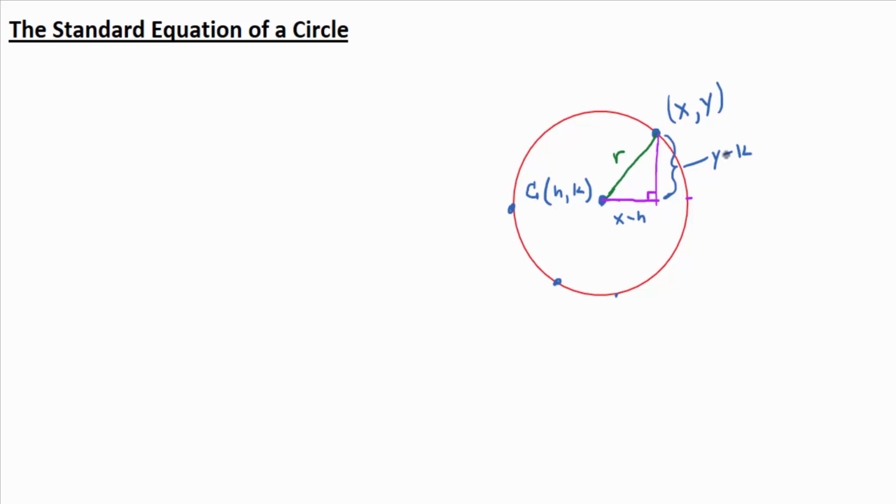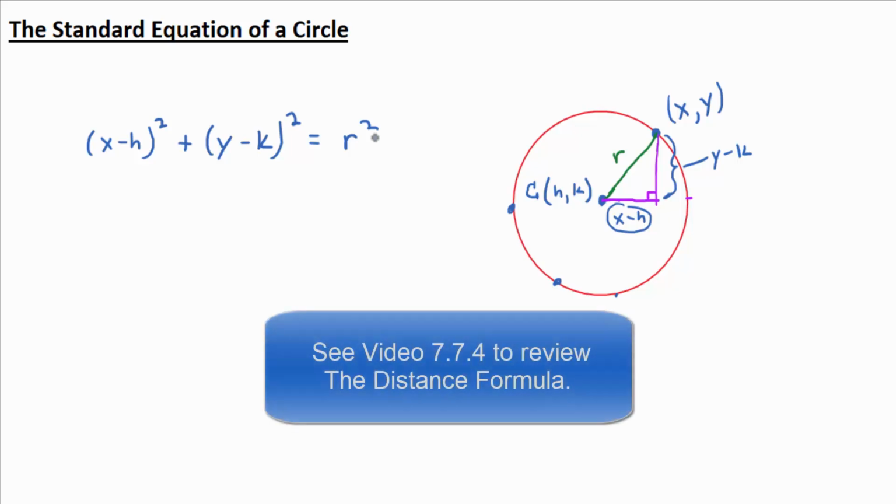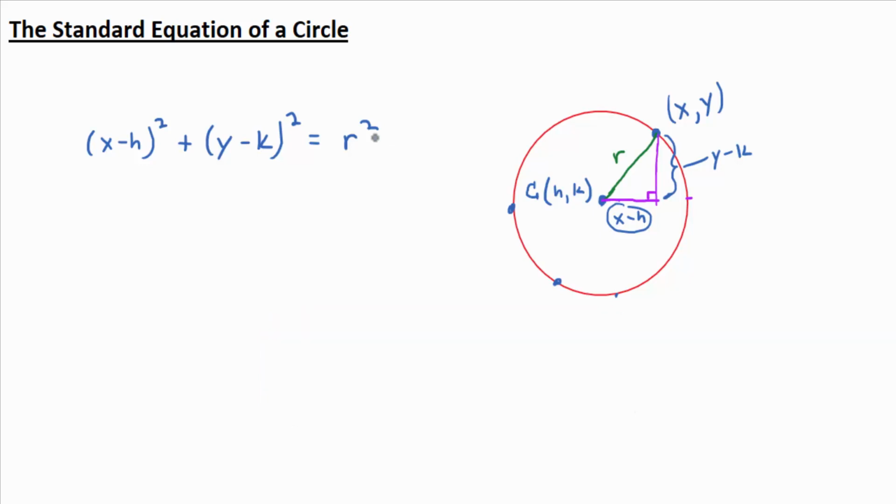What happens when you apply the Pythagorean theorem here? X minus H is the length of one leg, the horizontal leg. Y minus K is the length of the vertical leg. And then R is the length of the hypotenuse. What does the Pythagorean theorem tell us about the relationship between those quantities? You could take the run squared, X minus H squared, plus the rise squared, Y minus K squared, equals R squared. It's the same thing we did to get the distance formula. The difference is X and Y can vary. As long as X and Y is any point on that circle in red, this is true, according to the Pythagorean theorem.